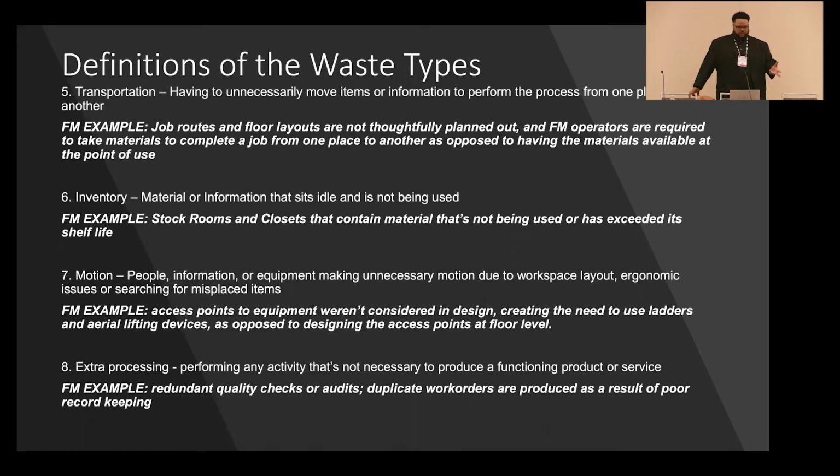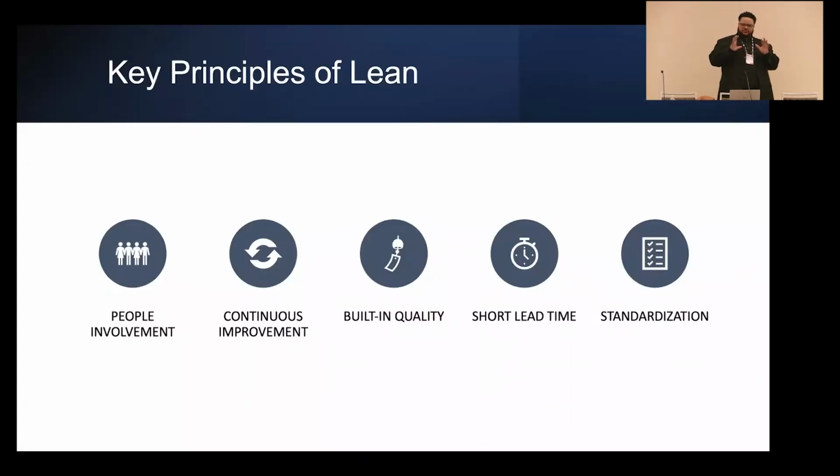Duplicate work orders are produced as a result of poor record keeping. So that's Tim Woods for you. He's the enemy. And the object of lean is to eliminate Tim Woods. I mean, to eliminate waste in all of its shapes and forms.